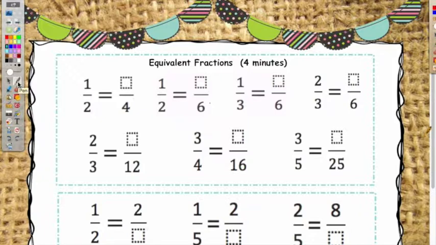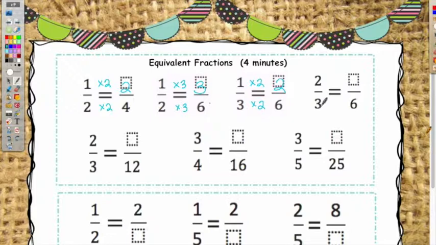So here's what I think in my mind. And I actually write it because it helps me. So I think in my mind, 2 times something equals 4. So 1 times the same number would be 2. Okay? 2 times something equals 6. What is it, class? 3. So 1 times 3 equals 3. Okay? 3 times something equals 6. 3 times what? 2. So 1 times 2 equals 2.